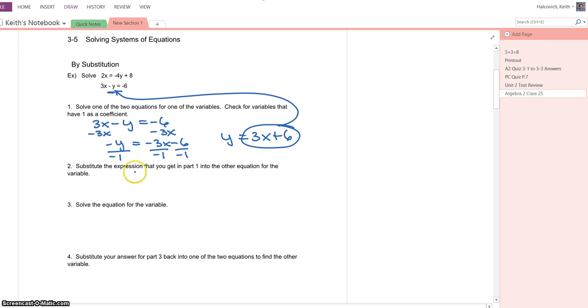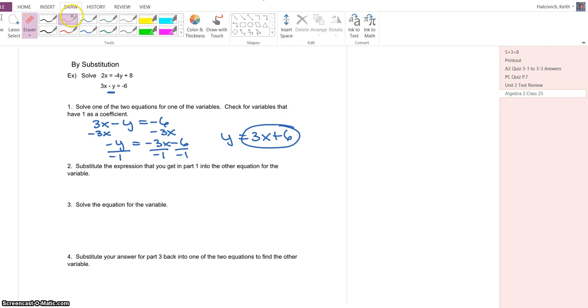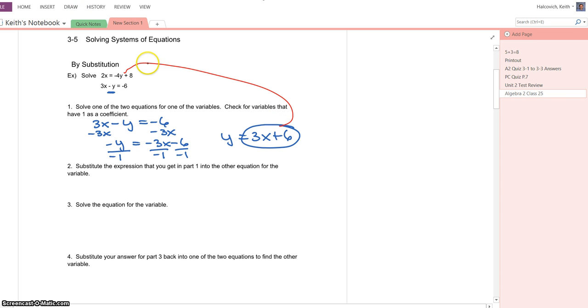So that's the wrong equation. Sorry about that. We'll take that and substitute it in to the y in the other equation, right there. So 2x minus 4, equals -4 times 3x plus 6 plus 8. So notice when you substitute, you always want to put what you're substituting in parentheses so you understand that you're going to have to distribute.